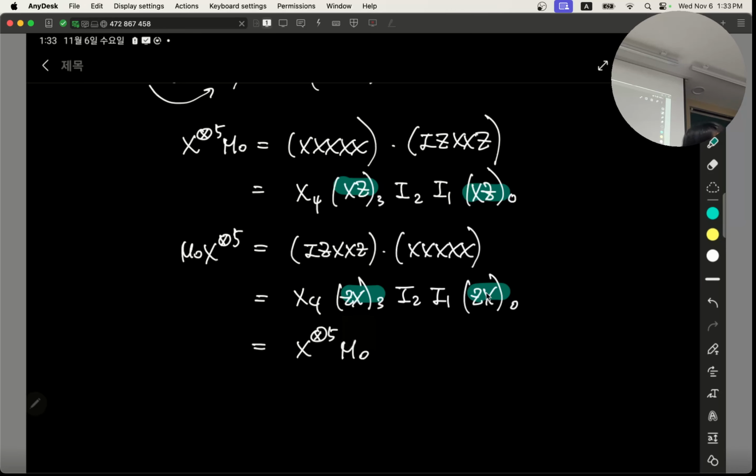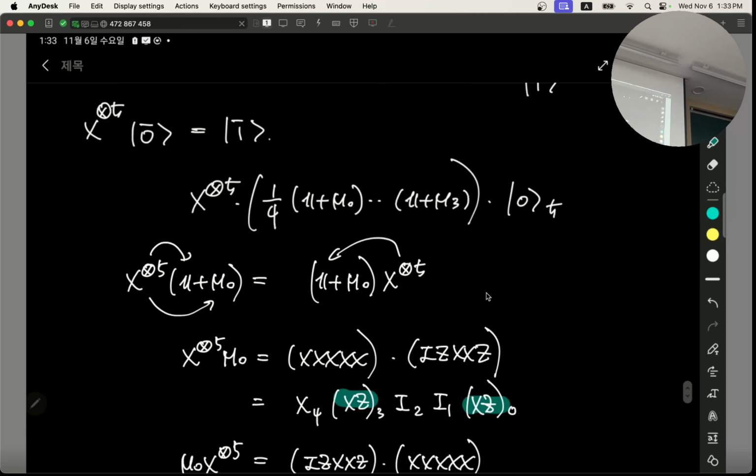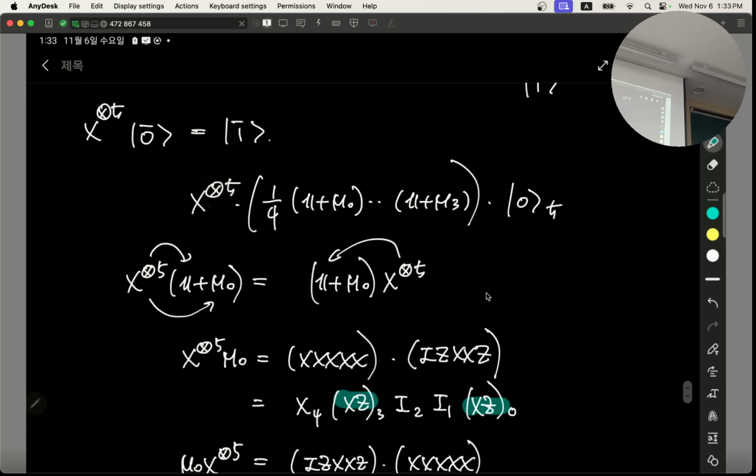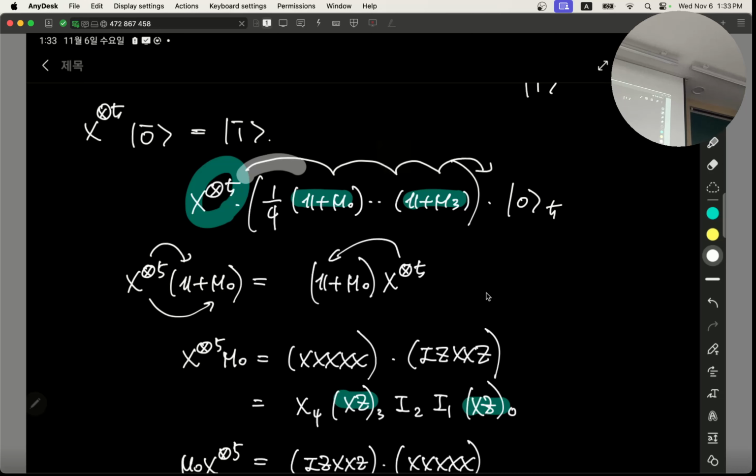So you can change the order of these operations for any of them. You can move the X gates all the way back to here so that they apply directly to 0. Okay? So therefore, it's logical 1.